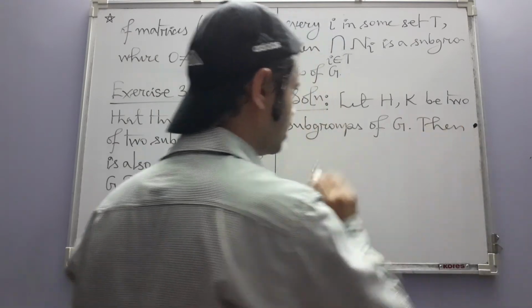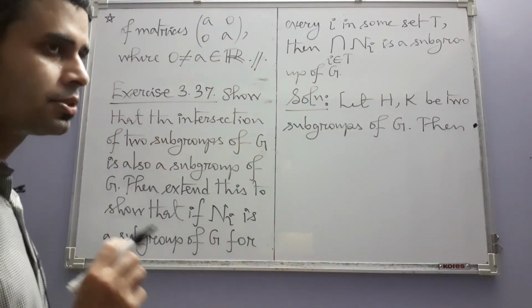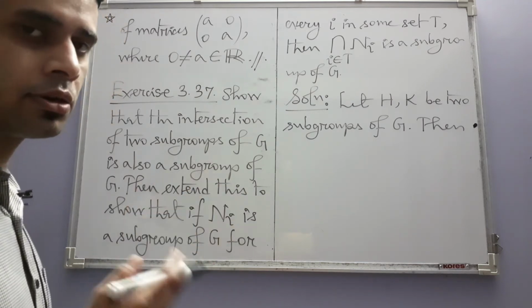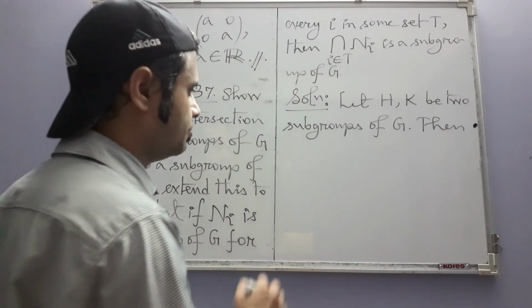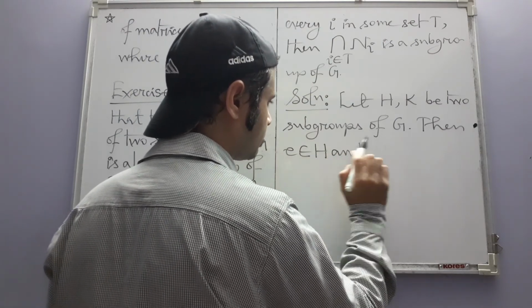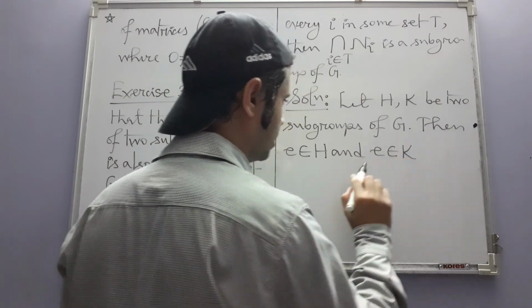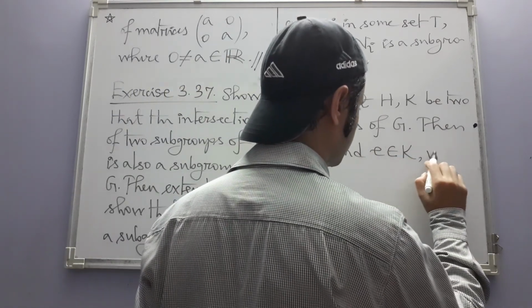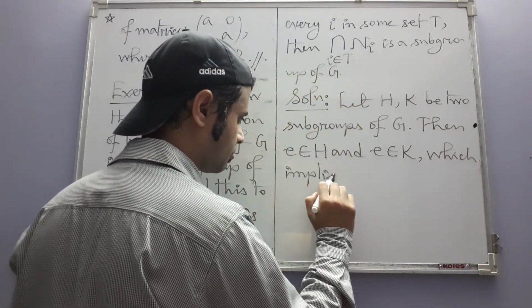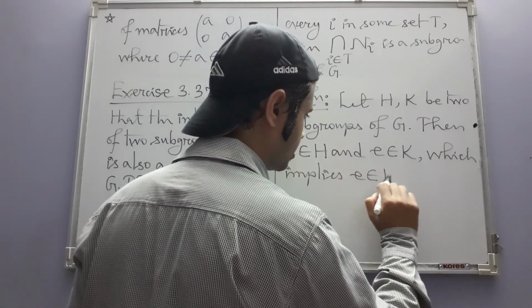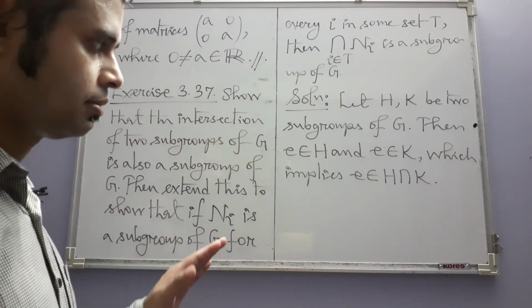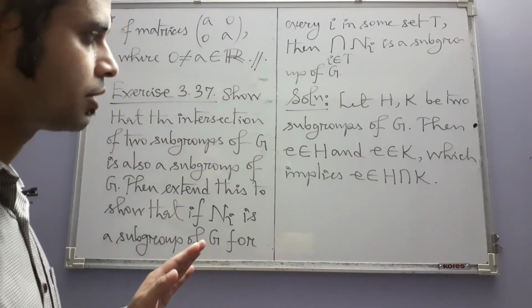Because they are subgroups of G, they are groups in their own right and they are subsystems in G. So each one of them will contain the identity element in G. So e belongs to H and e belongs to K, where e is the identity element in G, which implies that e belongs to their intersection. So the intersection satisfies the first criterion for being a subgroup of G.